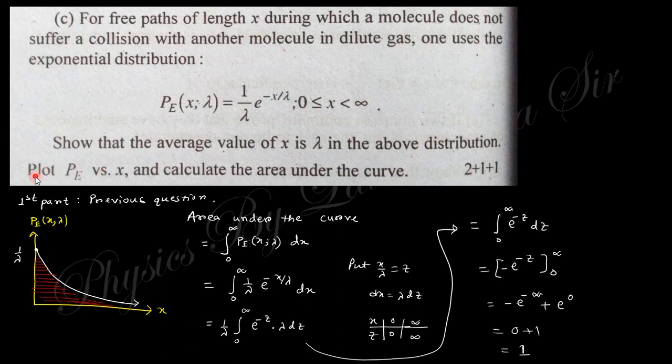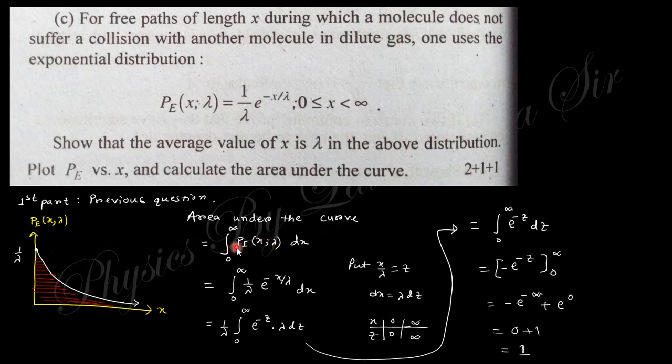Next one, for the free path, the question is the same with an additional part: plot this with respect to x and calculate the area under the curve. This is an exponential decay function. When x equals 0, it is a constant, 1 by lambda. When x increases, it decreases like that. This is an exponential decay function.